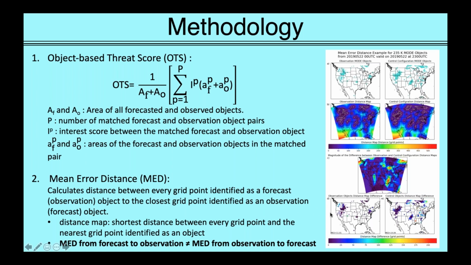And then you can average all of this. So here our mean error distance is about 11 grid points, and here it is 24 grid points. And it's important to note that the mean error distance from a forecast to an observation is not equal to the mean error distance from the observation to the forecast.